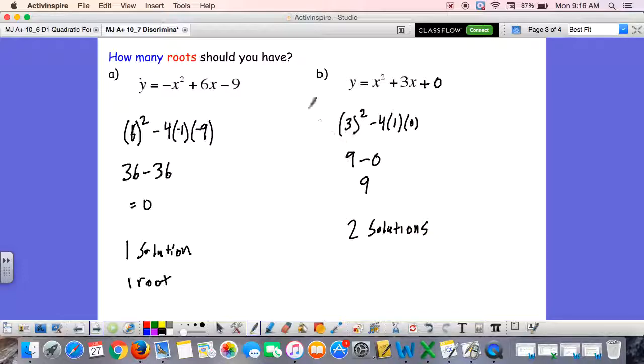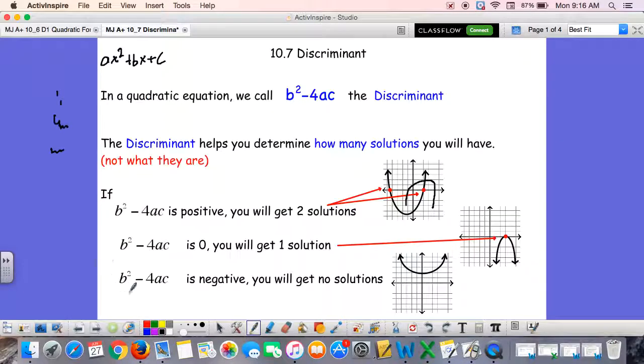So that wraps us up for 10.7. Nothing too complicated. If you can remember this slide, you will be just fine. B squared minus 4ac, and then know if b squared minus 4ac is positive, you have 2 solutions. If b squared minus 4ac is 0, you get 1 solution, and if the discriminant is negative, you get no solution.